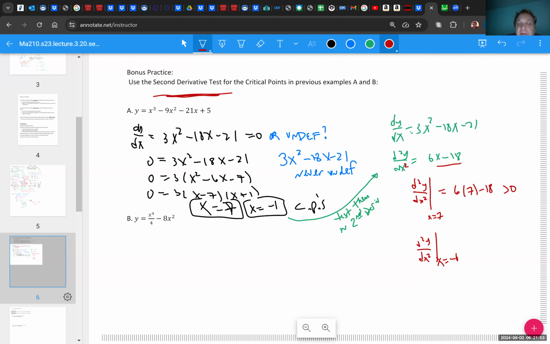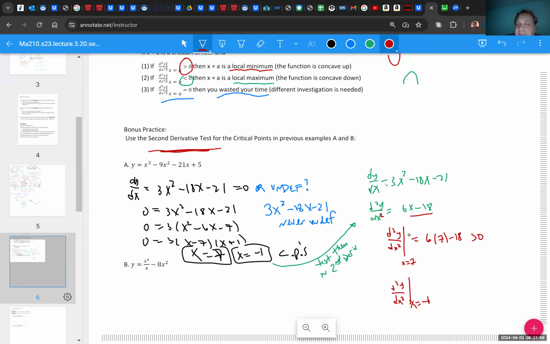According to our second derivative test, if the second derivative at a critical value is positive, that's this one right here. If the second derivative, when you plug in a critical number, is positive, then we know it's a local min. So x equals 7 is a local min because of the second derivative test.